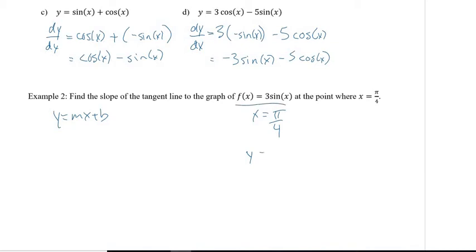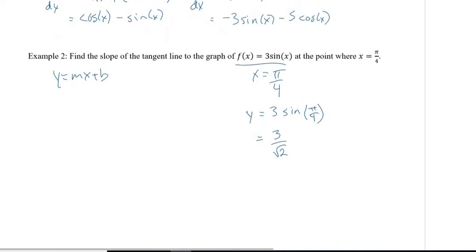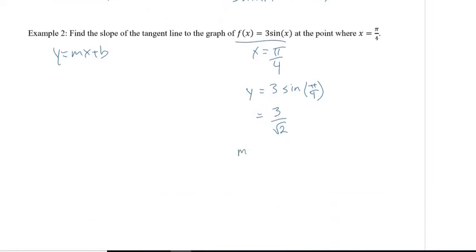So this one here, that's going to be 3 sine of pi over 4. And that's just going to be, let's see, that's pi over 4, that's 45 degrees. So if you like to work in degrees, that'll be sine of 45. Either way, that's going to be 3 over root 2. And lastly, for m, we're going to take the d by dx, or we're going to take f prime of x at pi over 4.